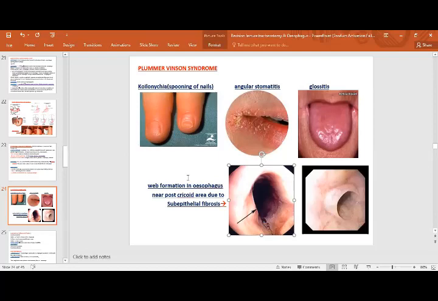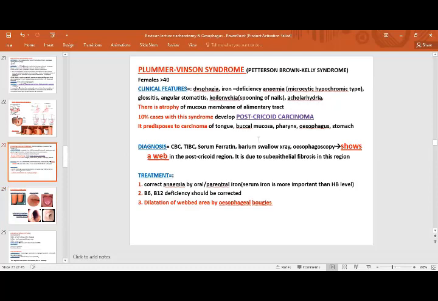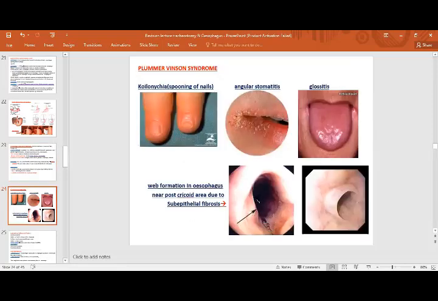And how can we diagnose it? Again, barium swallow will definitely tell the diagnosis, and we will go for esophagoscopy just to see this web. Web formation in the esophagus near the post-cricoid area. Around 10% of patients will develop carcinoma. So this is very important. The condition is important for this reason: only 10% of patients, but this condition can become malignant.